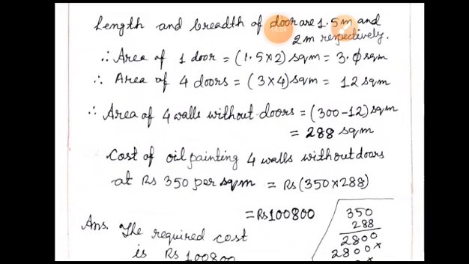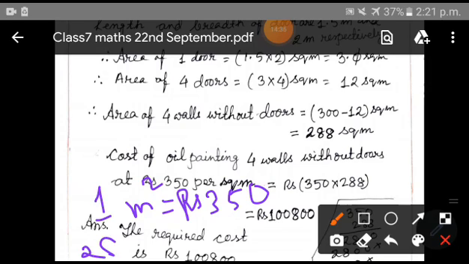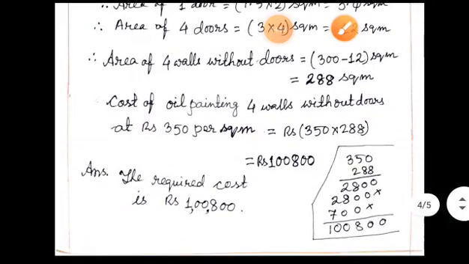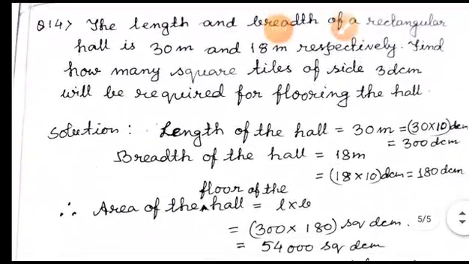Now you are going to write the cost of oil painting 4 walls without doors at rupees 350 per square meter. So the cost of 1 square meter area is rupees 350, and the cost of 288 square meter area will be 350 into 288, which is rupees 100,800. So you are going to write the answer: the required cost is rupees 1,00,800.